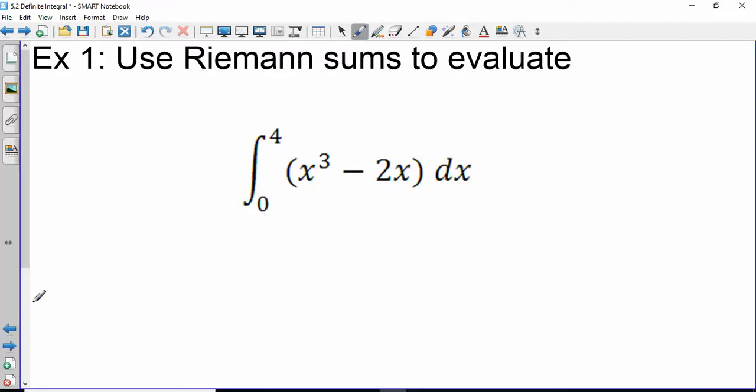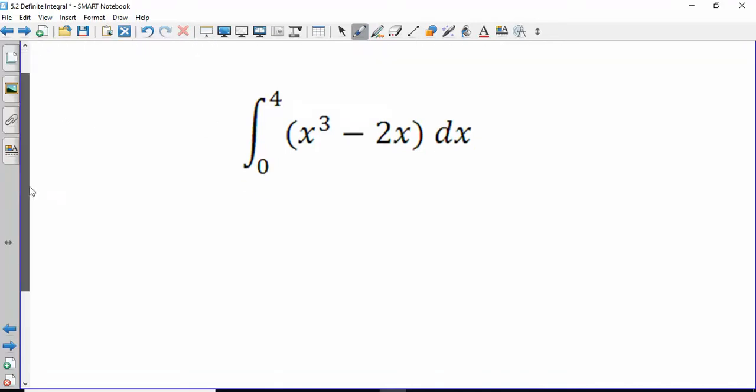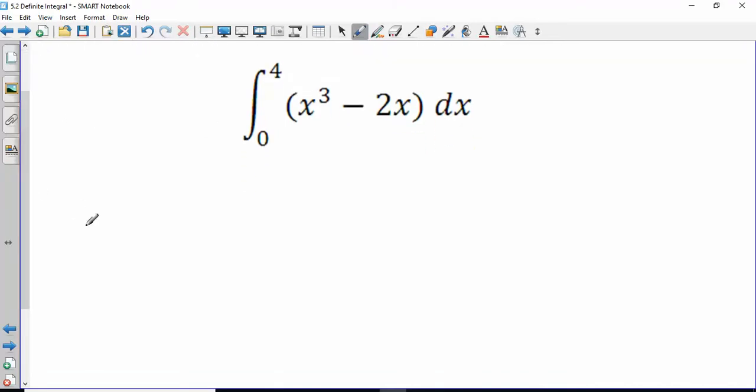Use Riemann sums to evaluate this. The Riemann sum is that big sigma, the summation notation that we have been doing. This is just like the last question on the quiz, except I'm asking it a different way. I didn't say find the area under the curve x cubed minus 2x on the interval 0 to 4 using limits. I'm just giving you this and expecting you to know how to get there.